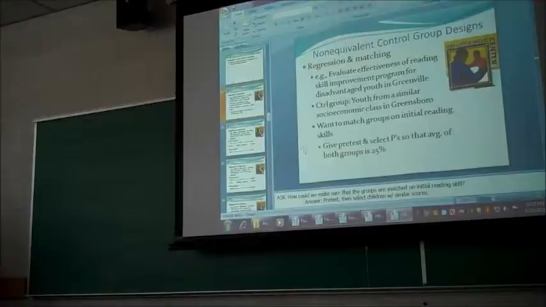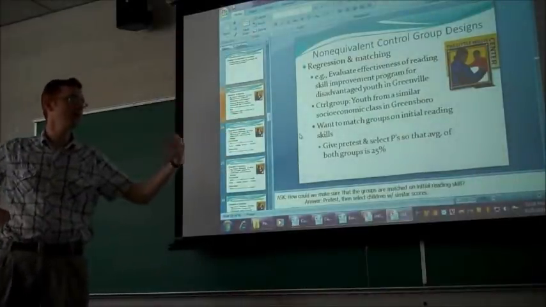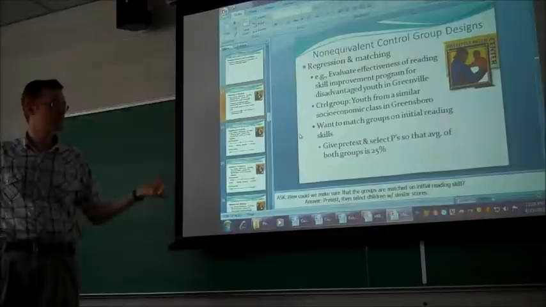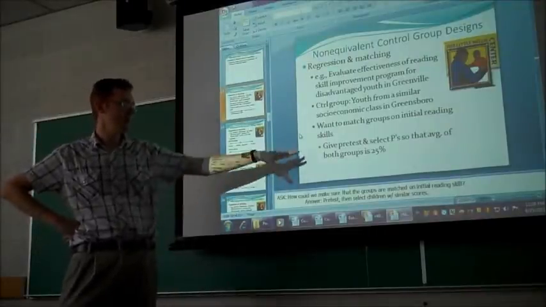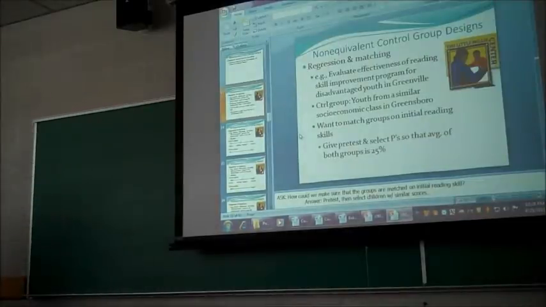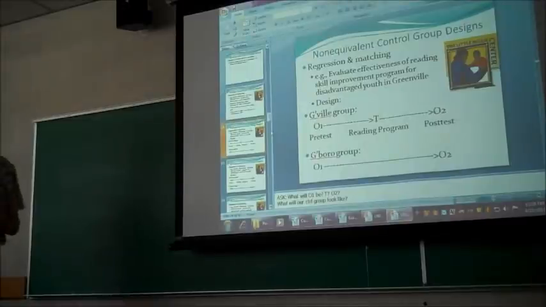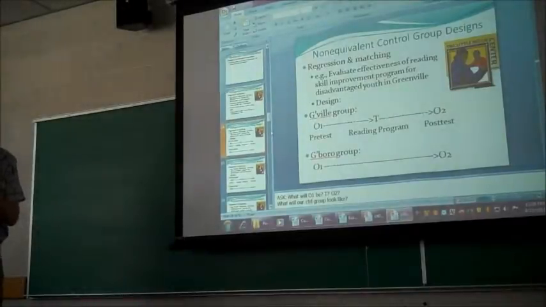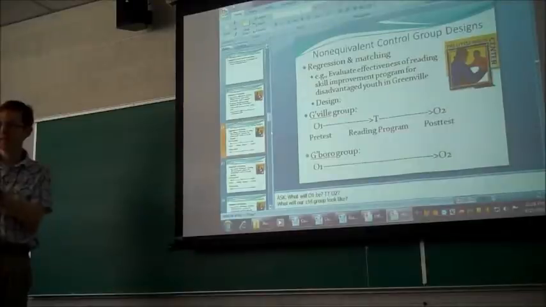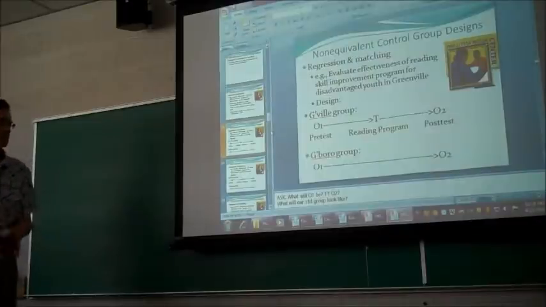Yeah, so we said that we used this example of looking at non-equivalent control groups. So you've got a group of disadvantaged youth from Greenville and then another similar group from Greensboro. And you've matched them up at the beginning of the study on their initial reading scores. So we gave a pretest to see what their reading skills were like, and then we selected participants who had similar pretest scores in Greenville and in Greensboro.